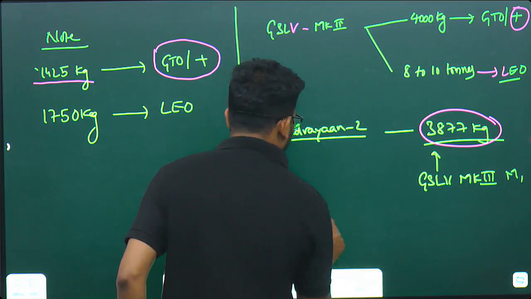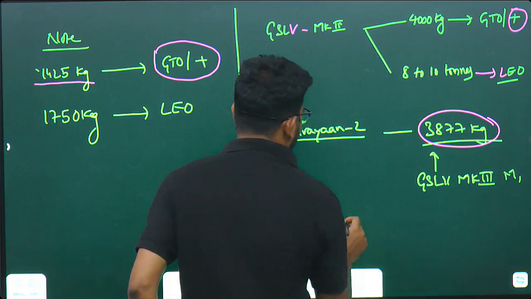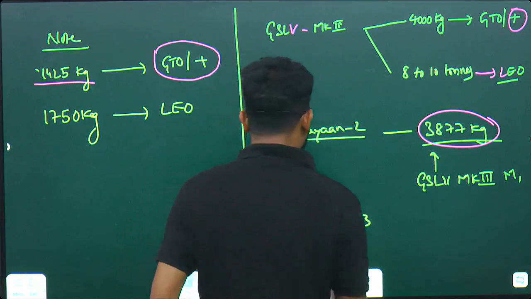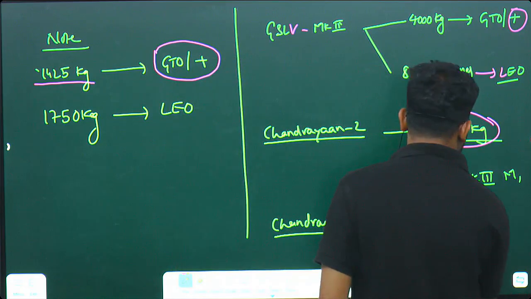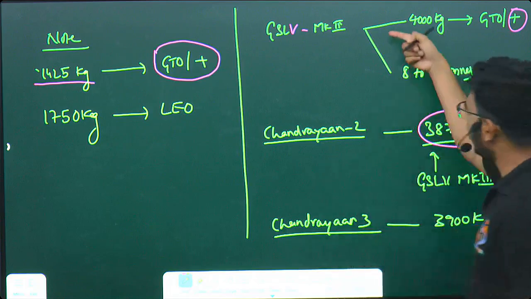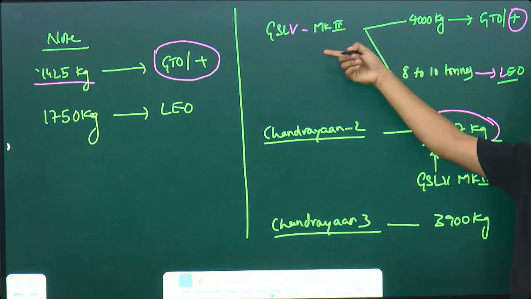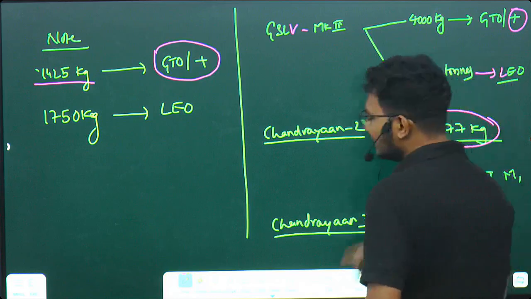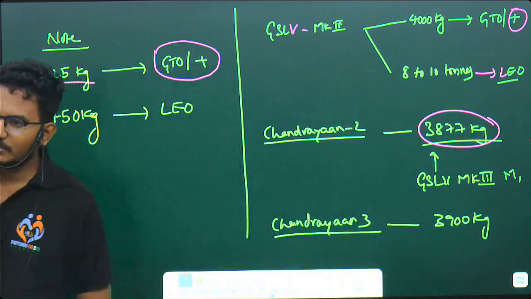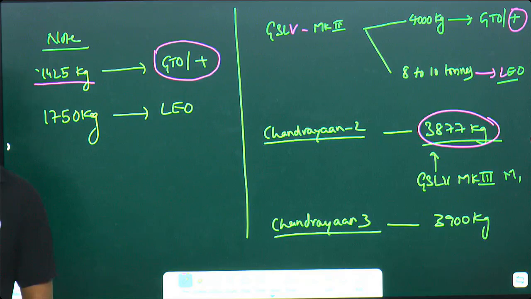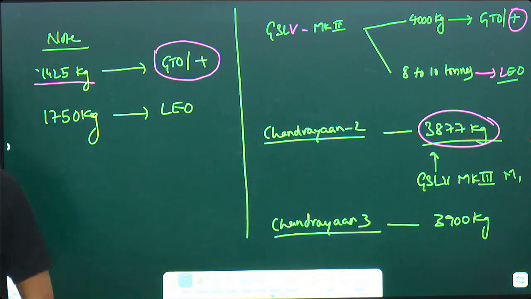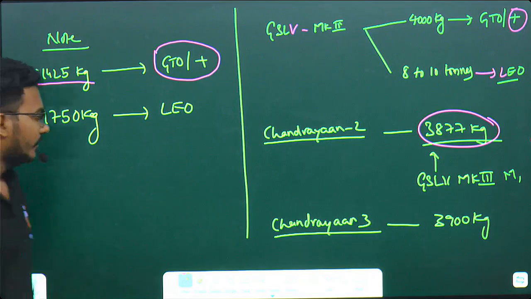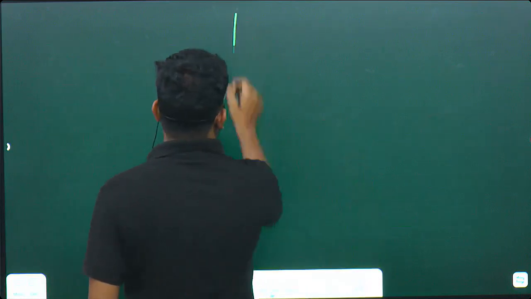Okay, next one is the Chandrayaan 3 example. Here the weight is 3,900 kgs. So obviously the vehicle we'll be using is GSLV Mark 3, this time the M3 variant. The name is given as M3. Later we'll see the details. Each and every mission we will do individually, then I'll give you more details.